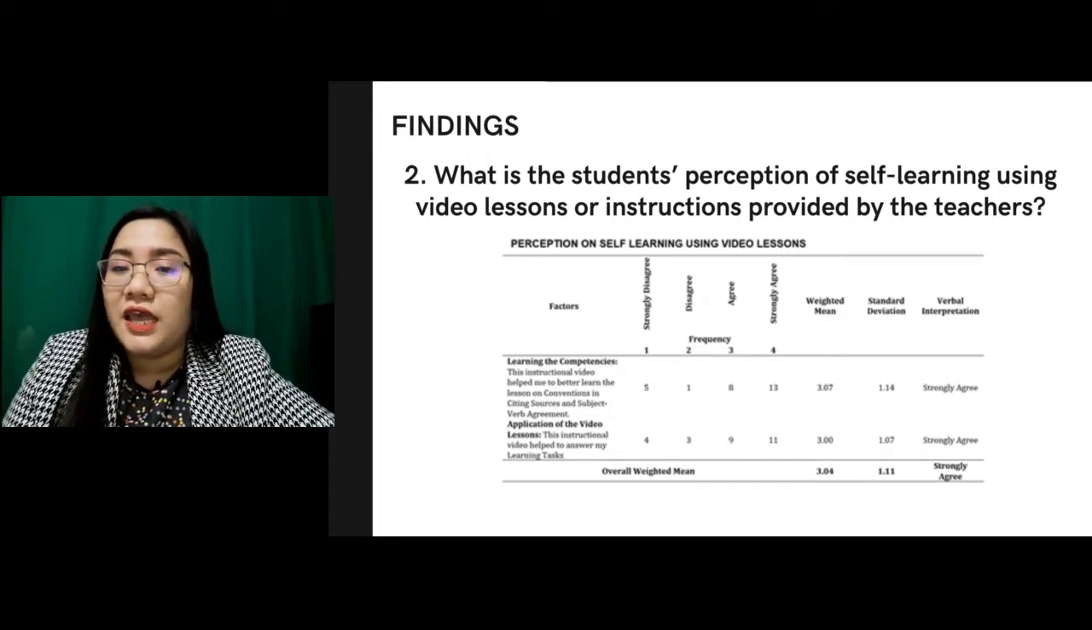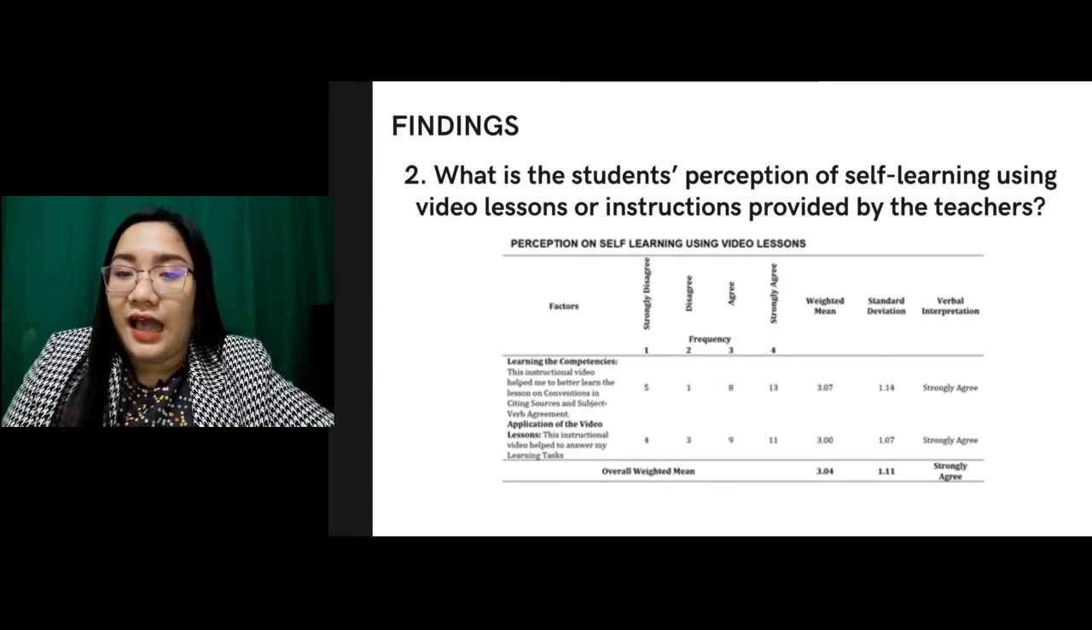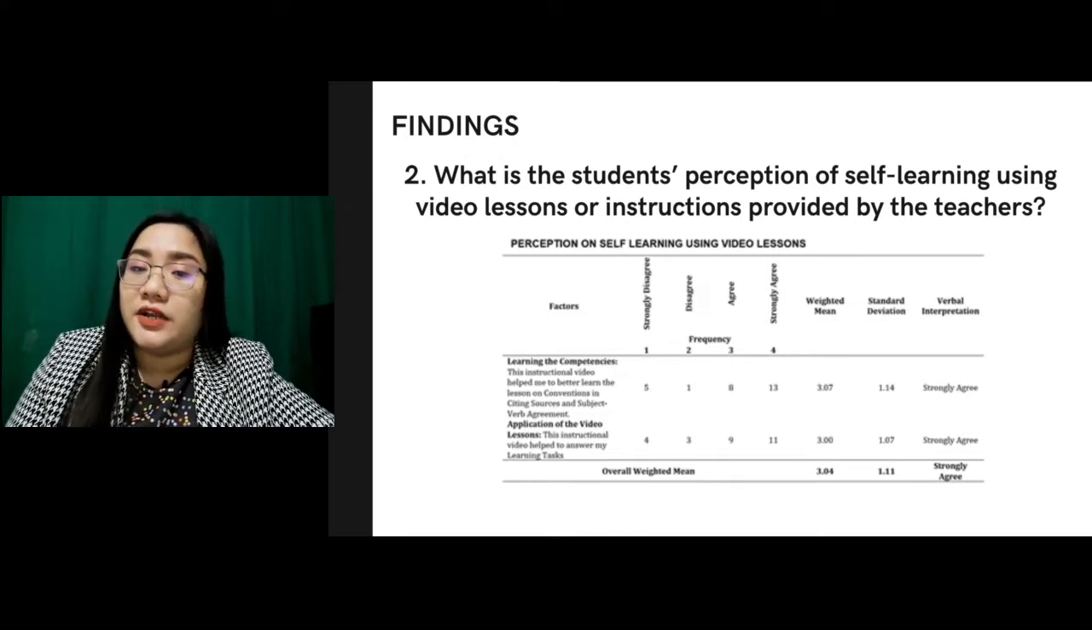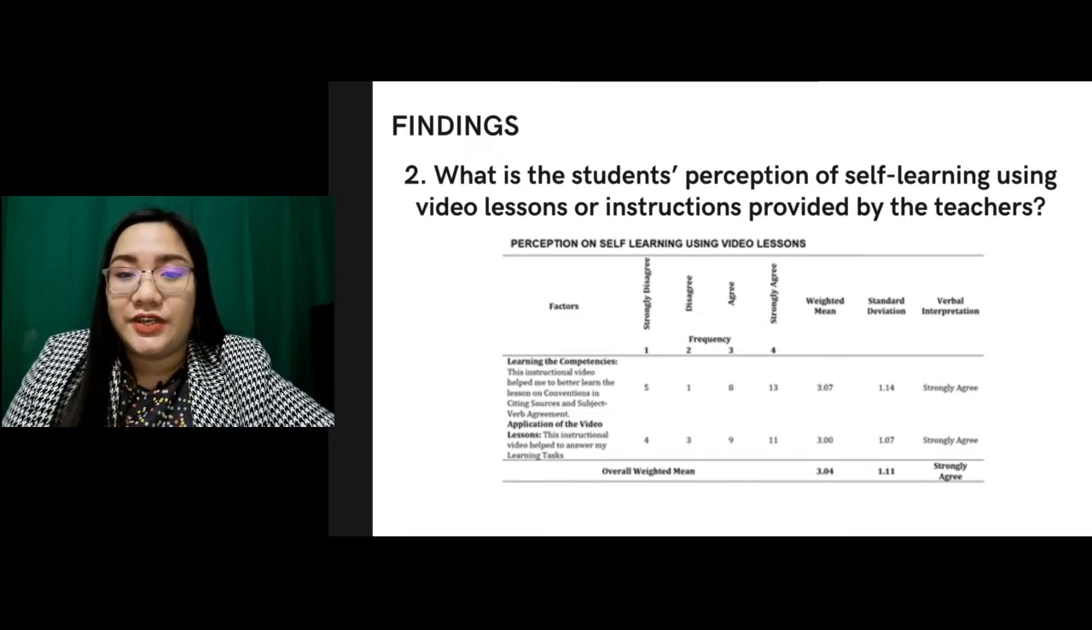It also shows that the weighted mean of 3.07 is calculated and a standard deviation of 1.14 is verbally interpreted as strongly agree. However, the application of the video lesson is the lowest contributing factor on students' perception of self-learning using the video lesson or instruction provided by the teachers.